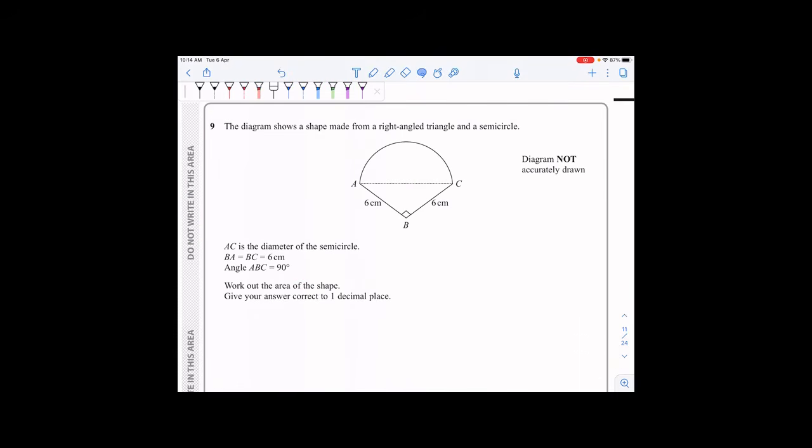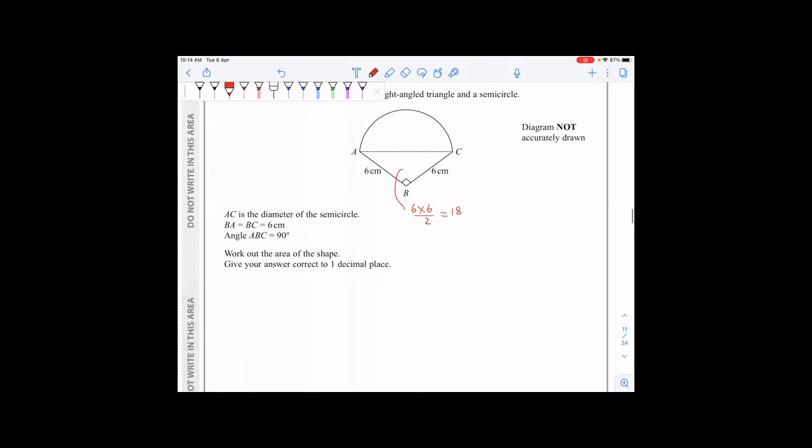In question 9, we've got a right angle triangle here, measuring 6 by 6, and we've got the semicircle as well with diameter AC. We need to work out the area of the shape. Well, we know that the triangle has an area of 6 times 6 over 2, which is 18. And then we could find AC by using Pythagoras.